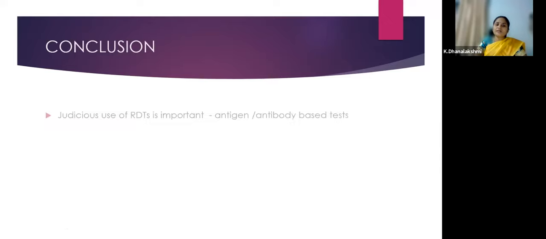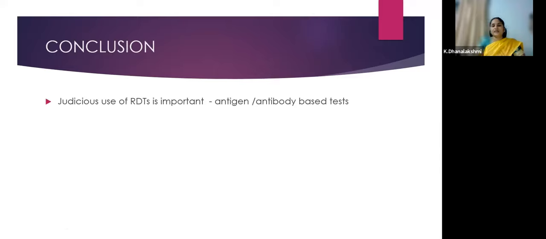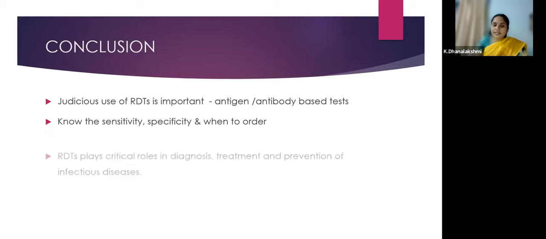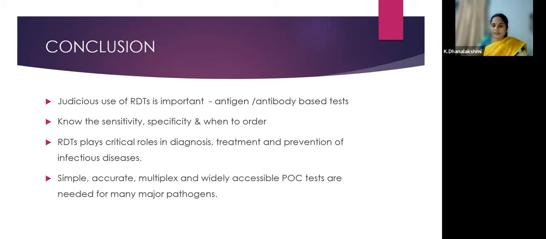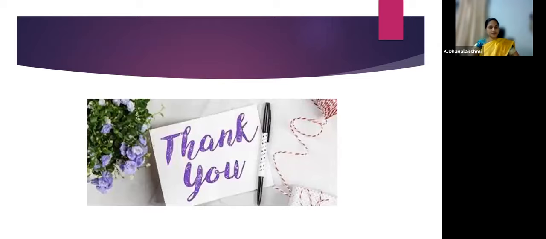So, conclusion. Judicious use of RDT: when to order an antigen-based test, when to order an antibody-based test, and when we can do the gold standard test, when to do the rapid test, we should have a clear idea. And we have to know the sensitivity and specificity of each test before ordering the test. So it plays a critical role in diagnosis, treatment, prevention of infectious diseases. Simple, accurate, multiplex, and widely available point of care testing are needed for many major pathogens. Thank you.